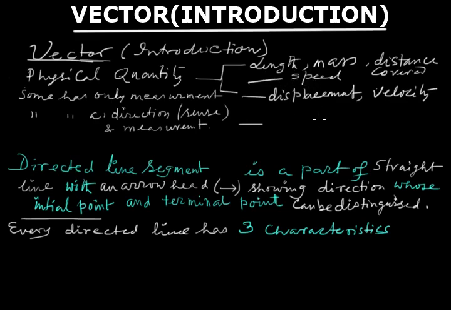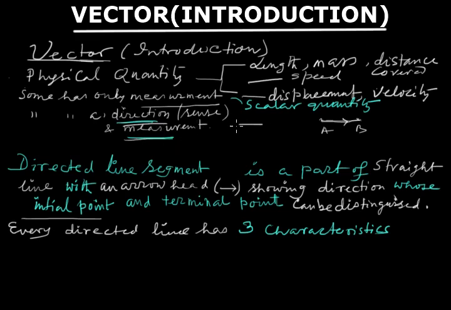One is a simple length from this to this, say AB. But when you put a movement from here A to B, then it has a direction. So some have only the measurement and some have a direction. Those which have only the measurement are called scalar quantities, and those which have a direction and measurement are vector quantities.